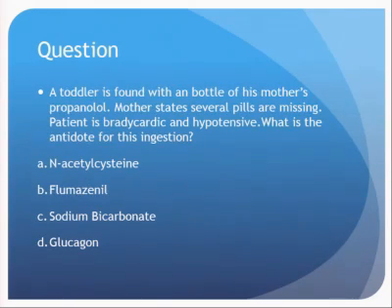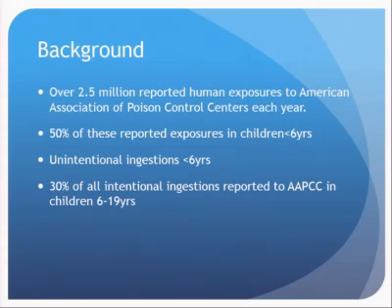And finally, a toddler is found with a bottle of his mother's propranolol. Mother states several pills are missing. The patient is bradycardic and hypotensive. What is the antidote for this ingestion? All right, great. The answer is glucagon. All right, so let's go through everything.